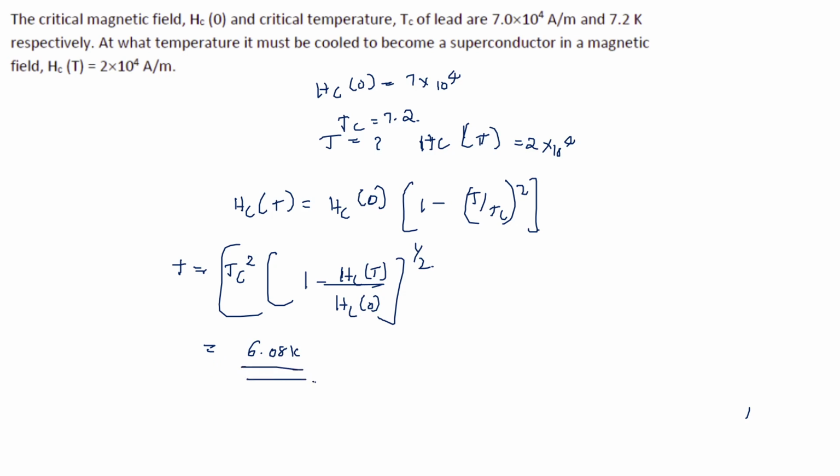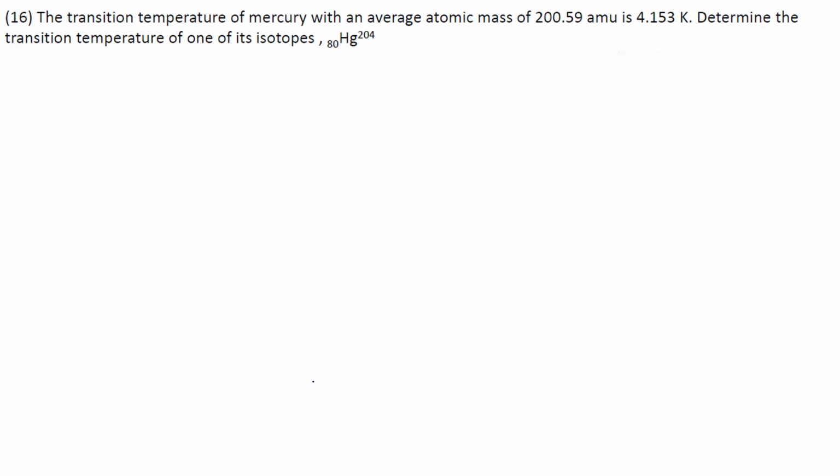Okay. Now let us go to the next problem. The transition temperature of mercury with an average atomic mass of 200.59 AMU is 4.153 Kelvin. Determine the transition temperature of one of its isotopes, Hg 204. So here we have to know that the transition temperature of a superconductor is related to the isotopic mass, right? So Tc is proportional to 1 by root m.